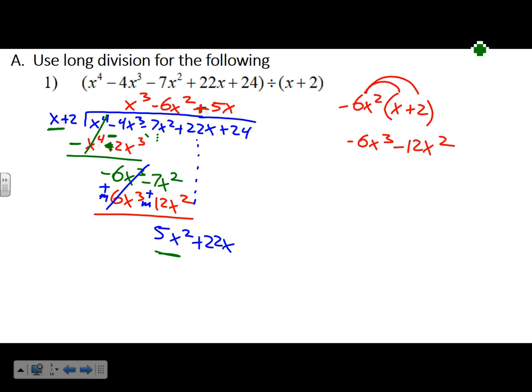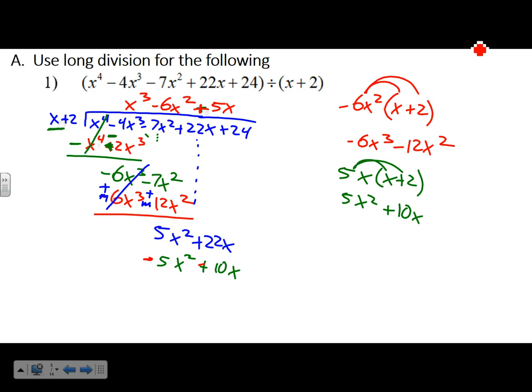So if you multiply by positive 5x, we have 5x times x plus 2. 5x times x is 5x squared. 5x times 2 is 10x. So we have 5x squared plus 10x.